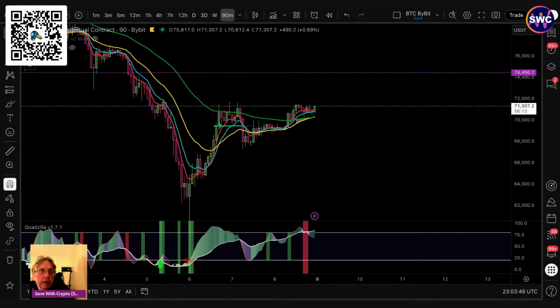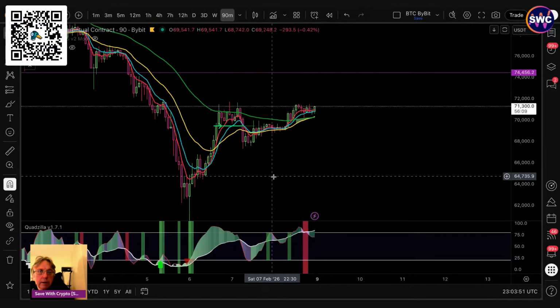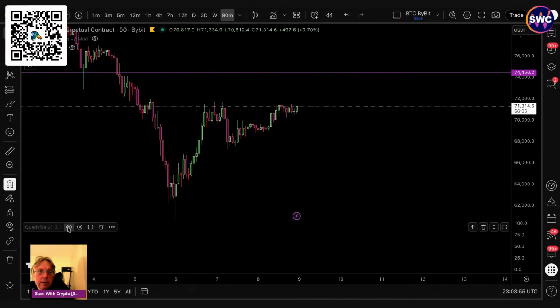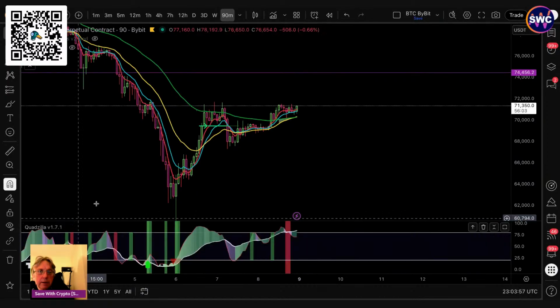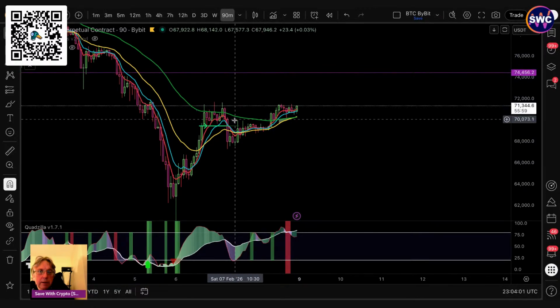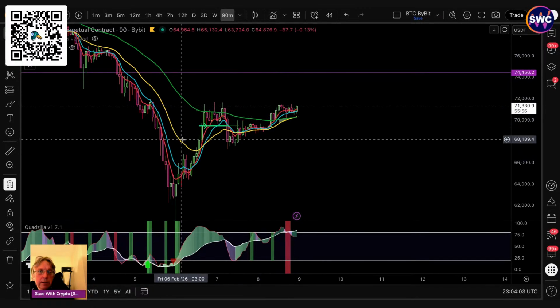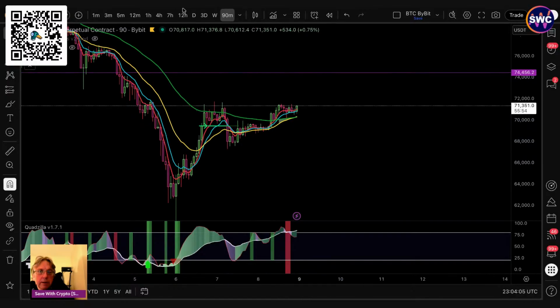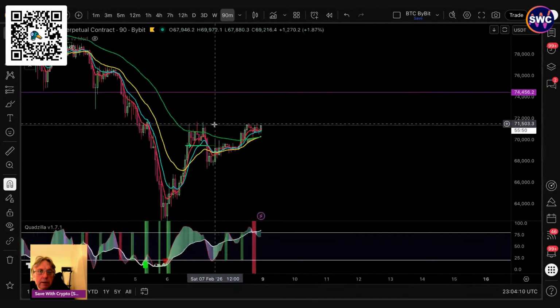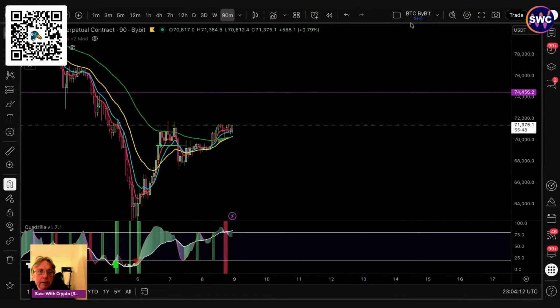Now, what am I looking at? I am looking at this page here. Okay, so I'm using our indicator, which is called Quadzilla. What I'm looking at here is the green 55 EMA crossing the yellow 21 EMA on the 90-minute time frame. A bit of a weird time frame, but that's what I'm using for the moment.